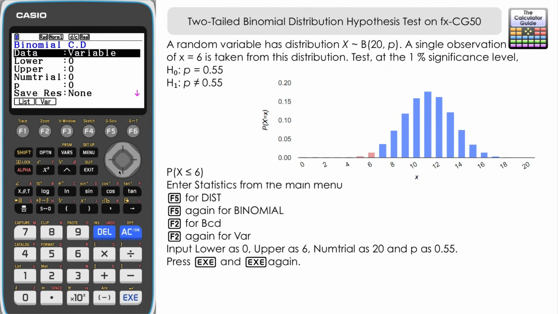As stated previously, our lowest value is going to be 0 that we need to include, and our upper value is going to be 6 in this particular case. The number of trials is 20, that's our n value from the distribution, and for p, we're going to use the p from the null hypothesis. We're going to assume that that is correct, 0.55, and press execute. We're not going to save the results, just press execute once more. And here we have our critical value.